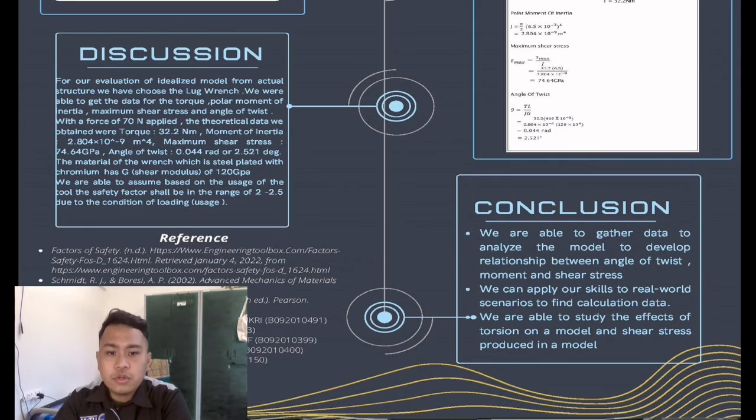For the conclusion, we are able to gather data to analyze the model and develop the relationship between angle of twist, moment and shear stress. Lastly, we can apply our skill to real world scenarios to find calculation data. We are able to study the effect of torsion on a model and the shear stress produced in a model. That's all from me. Thank you.